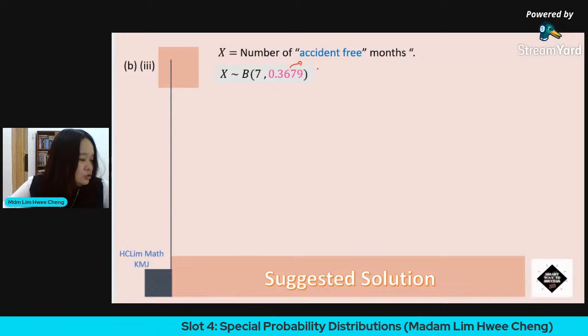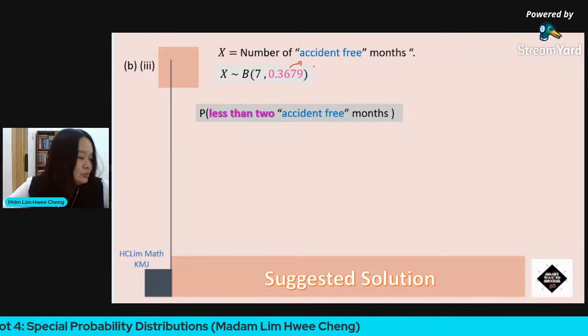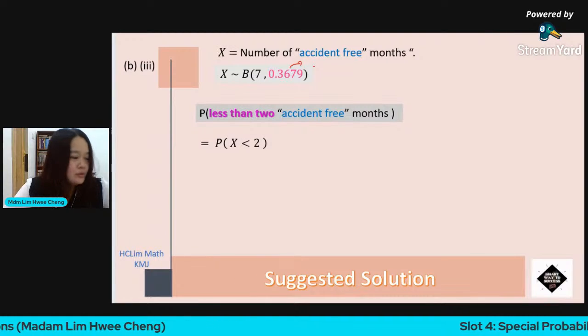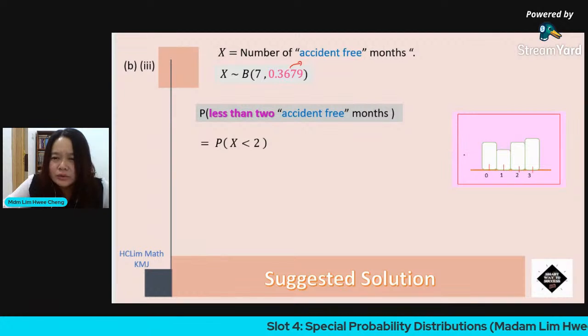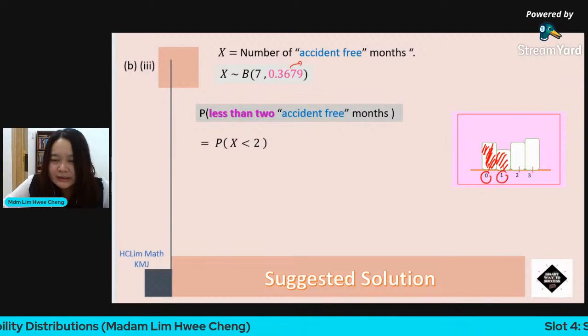Okay, so less than 2 accident free month. Less than 2, kurang daripada 2. So kurang daripada 2 adalah 01. Betul? 01, less than 2. So ini 2, 01. So discrete mesti mula dengan 0, 1, 2, 3 sehingga seterusnya.